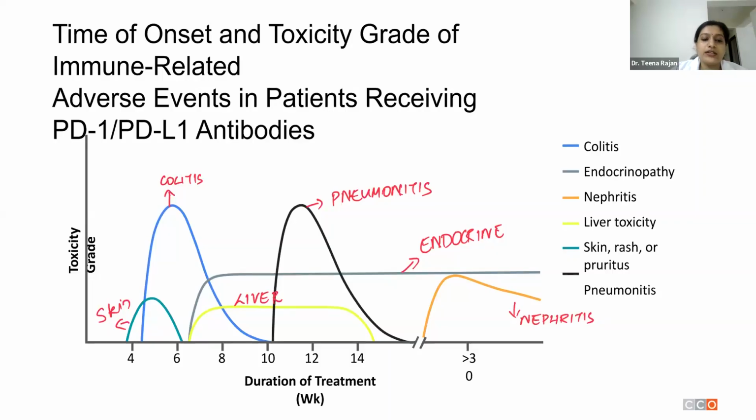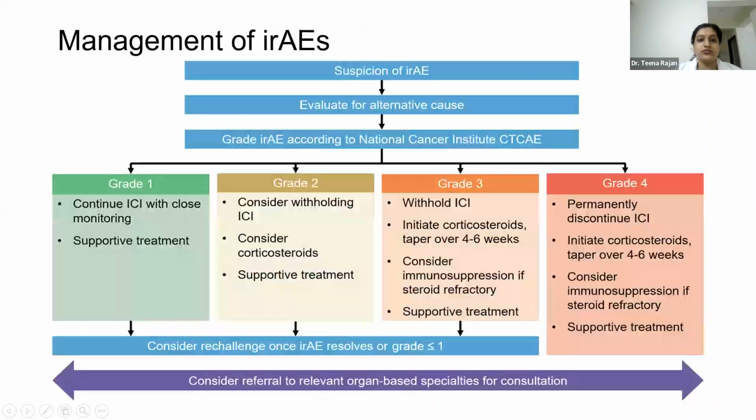Then autoimmune hepatitis can also be seen at around that same time, but it will settle down in around 14 weeks. Pneumonitis usually begins around 10 to 11 weeks and settles by around 14 weeks. The last to develop is nephritis, and it can even persist more than 3 years.